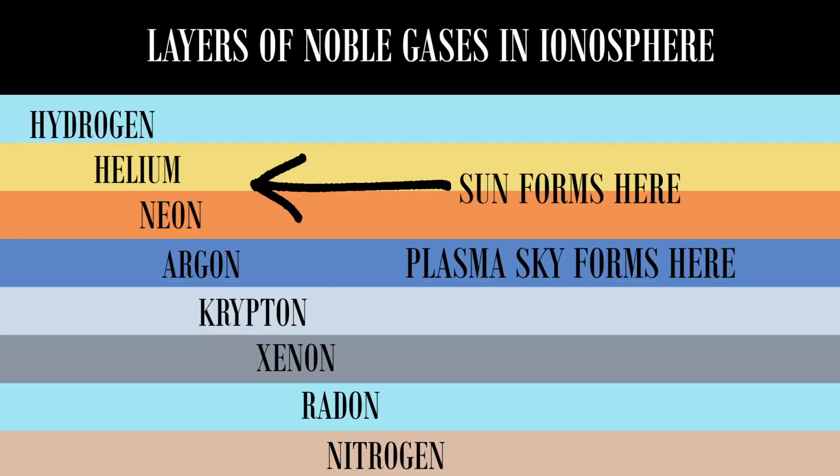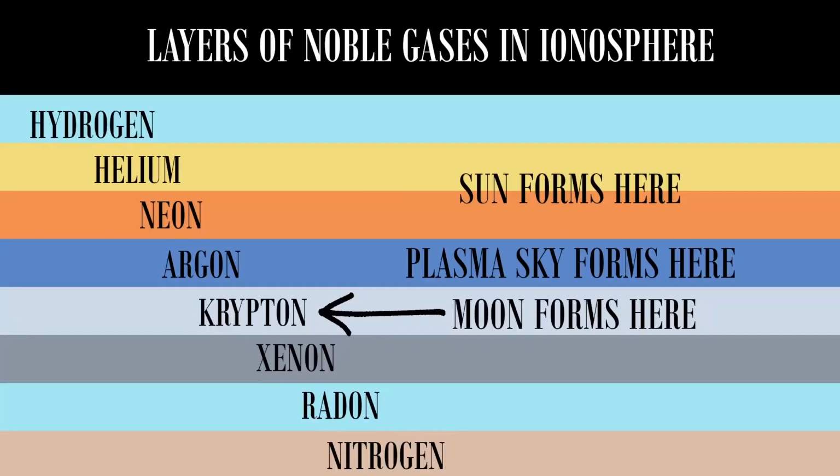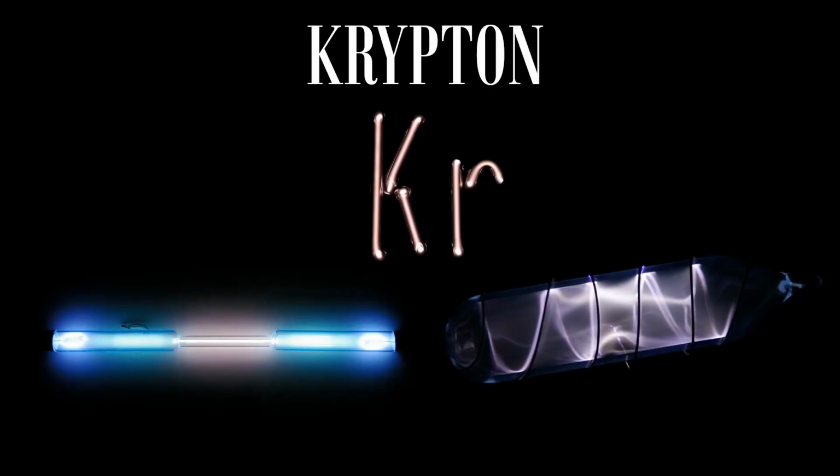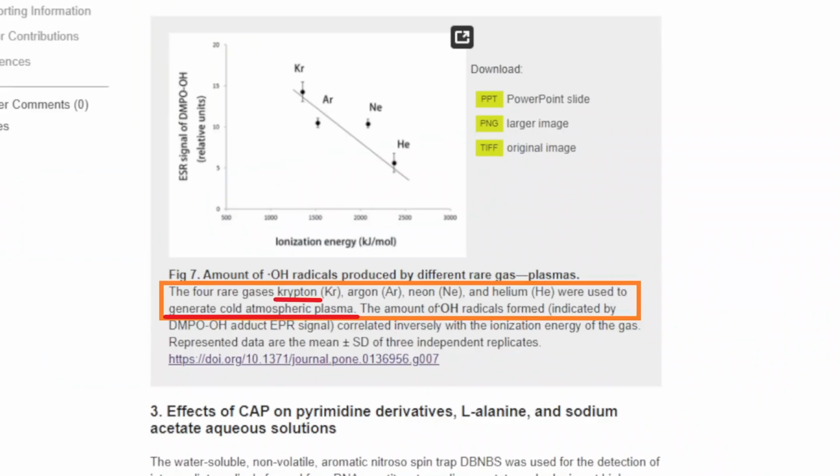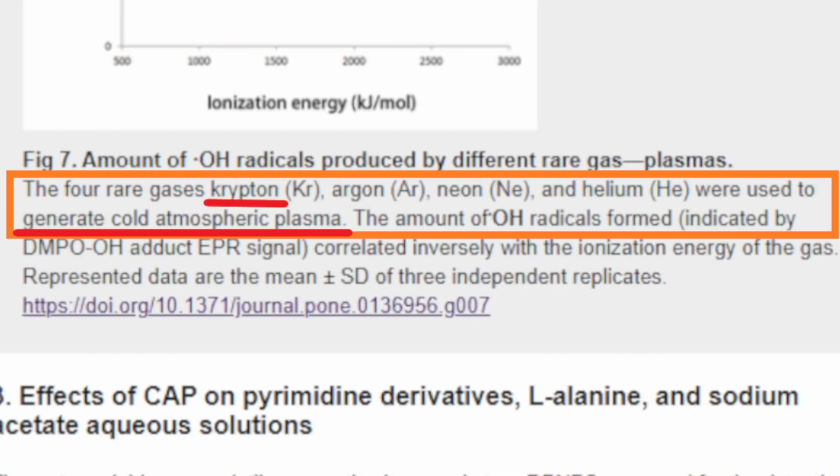After all, helium is linguistically very similar to Helios. It is likely, however, that the moon is formed at the level of altitude in which the gas krypton is present. Krypton is known for its phosphorescent white light. It is also used to create non-thermal or cold plasma, as demonstrated by contemporary scientists developing this field today.